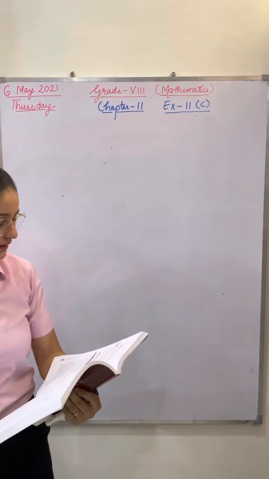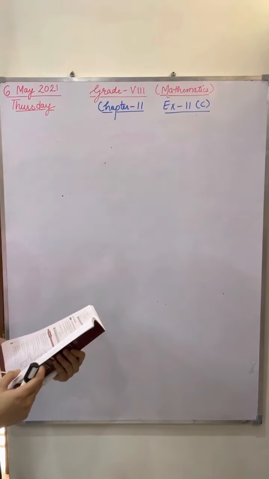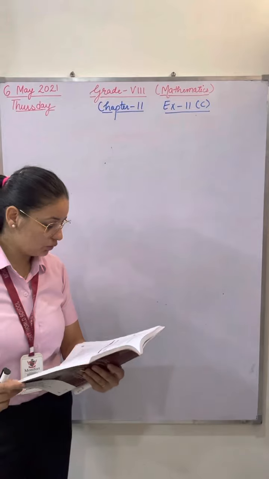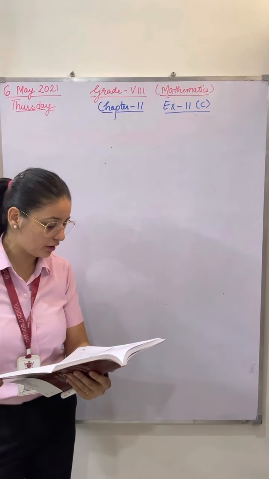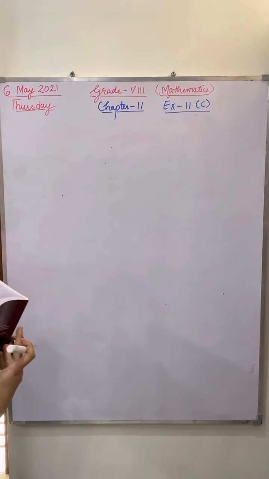So let's start with exercise 11C. Okay. The first question is: the length of one of the diagonals of a field in the form of a quadrilateral is 42 meter. Right? This is a shape given to you.